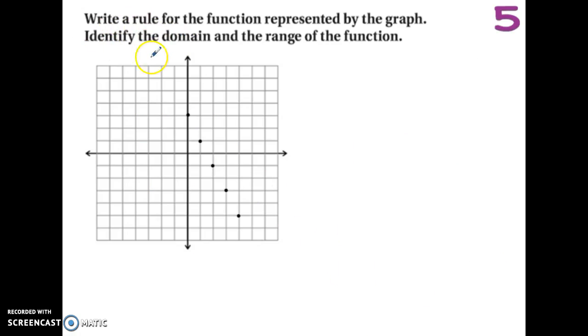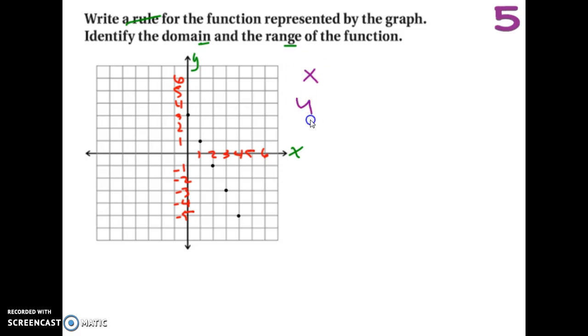It says write a rule for the function. Again, another word for rule is an equation. And then identify the domain and range. So this one, they're not labeled. If they're not, you can assume they go by 1s. So here on our x-axis, this would be 1, 2, 3, 4, 5, 6. And here, 1, 2, 3, 4, 5, 6. And here, -1, -2, -3, and so on.